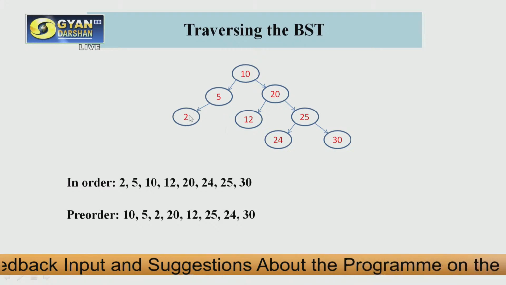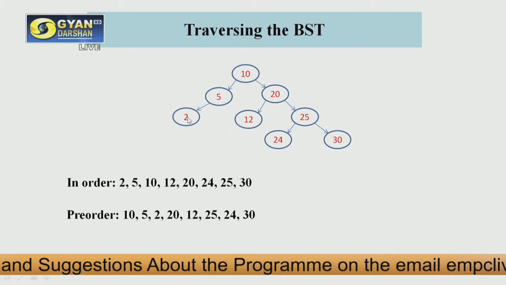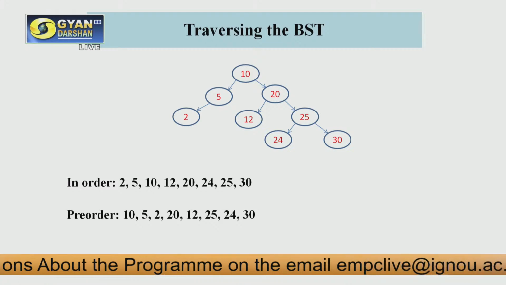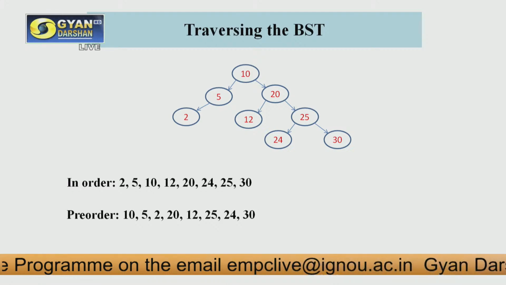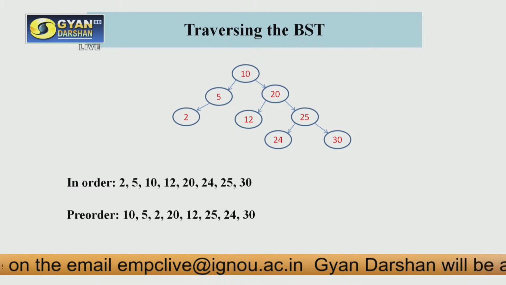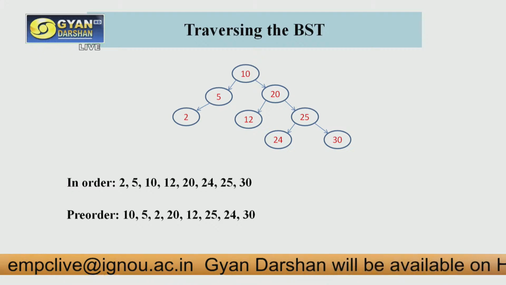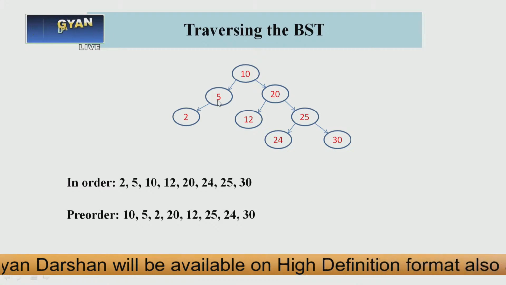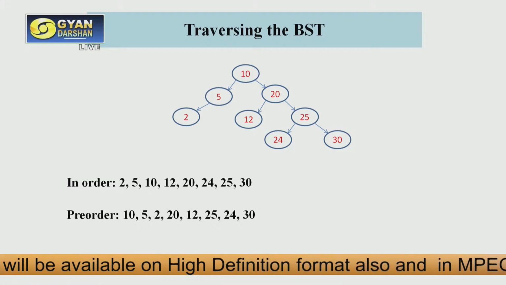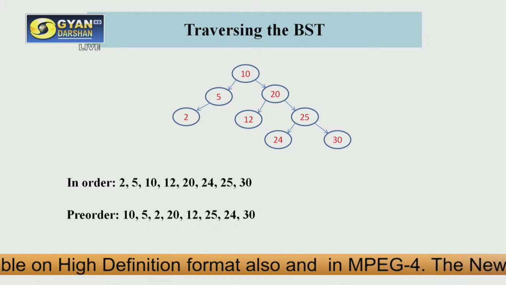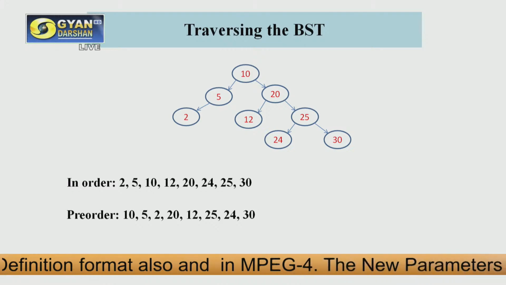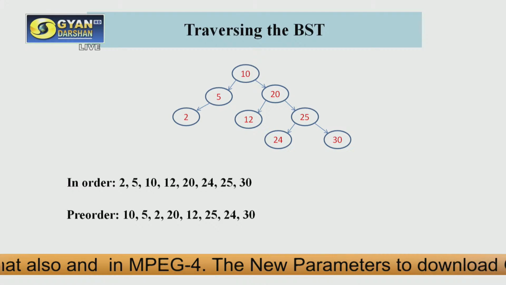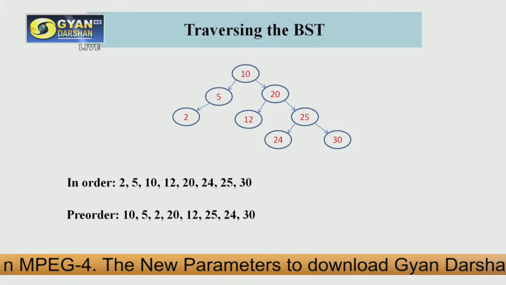So we will go to 2. There is no left node or right node to 2, so we will first print 2. Then we will come one level up and print 5, because 5 does not have any right subtree. So after printing 2, then 5, we will reach 10. But 10 will not be printed because it has a right subtree.